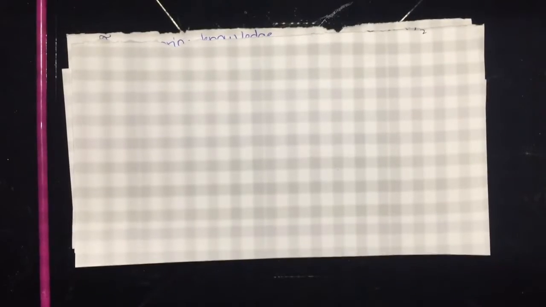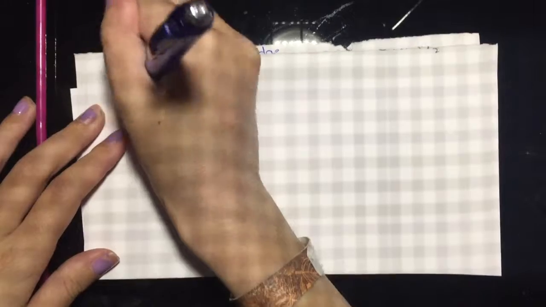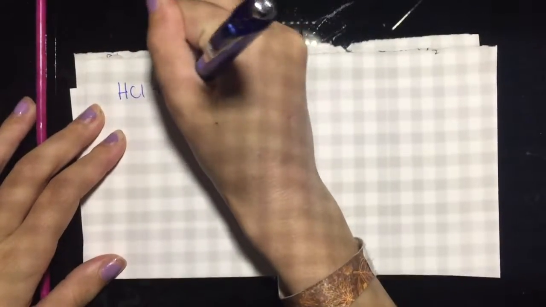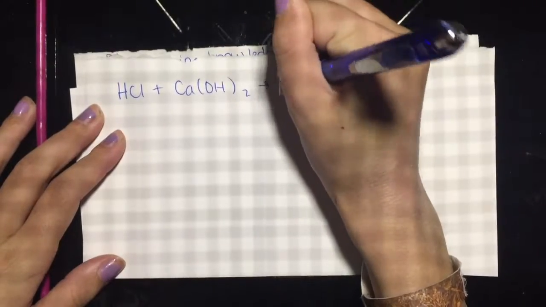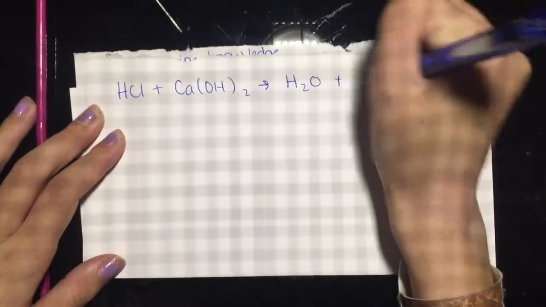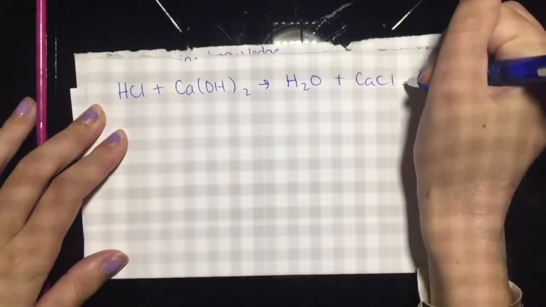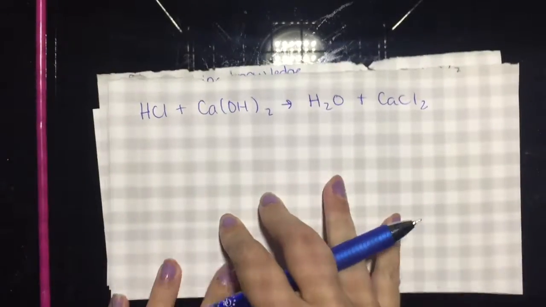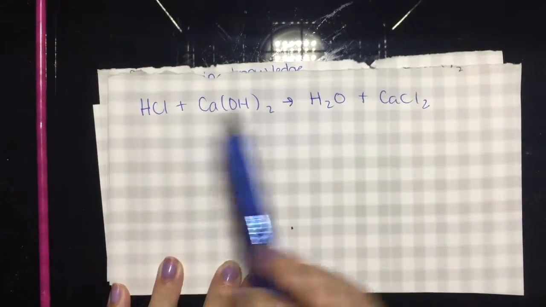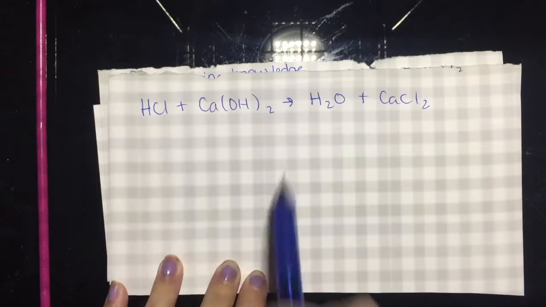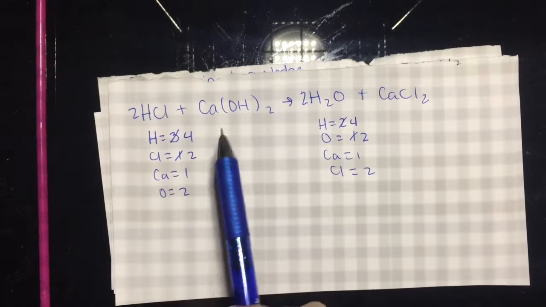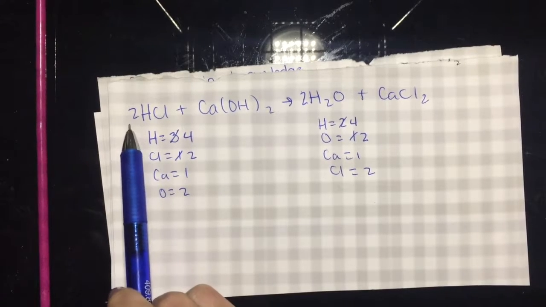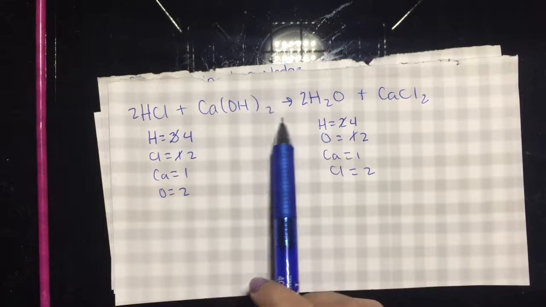The next thing you're going to want to do is balance your equation. We know that we have HCl plus calcium hydroxide, which then turns into water and calcium chloride. To balance the equation, we find the amount of each atom that we have on each side, and then make sure that they're equal. Once everything is balanced out, you will see that you have 2 moles of HCl and 2 moles of H2O.